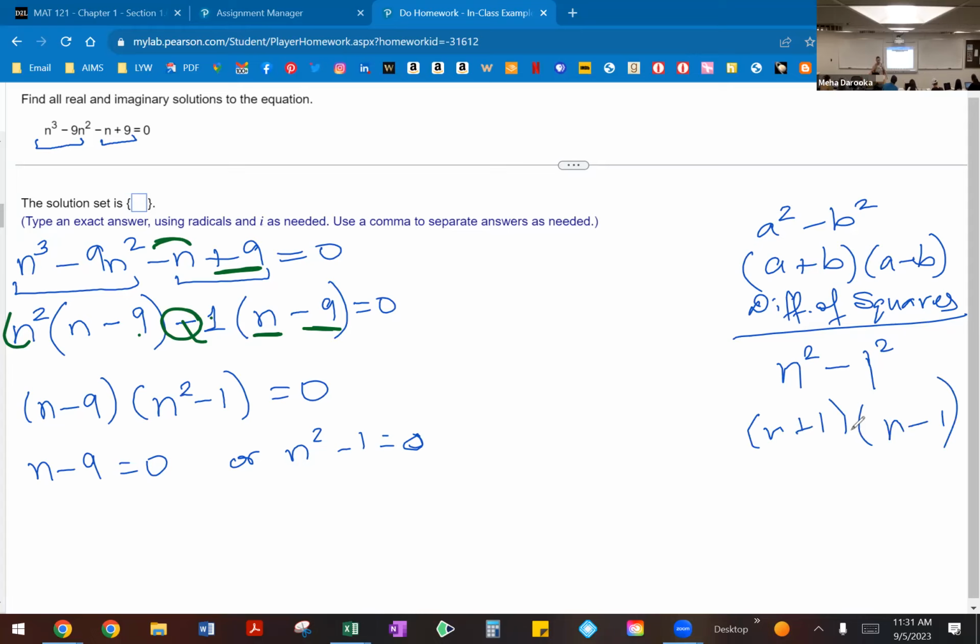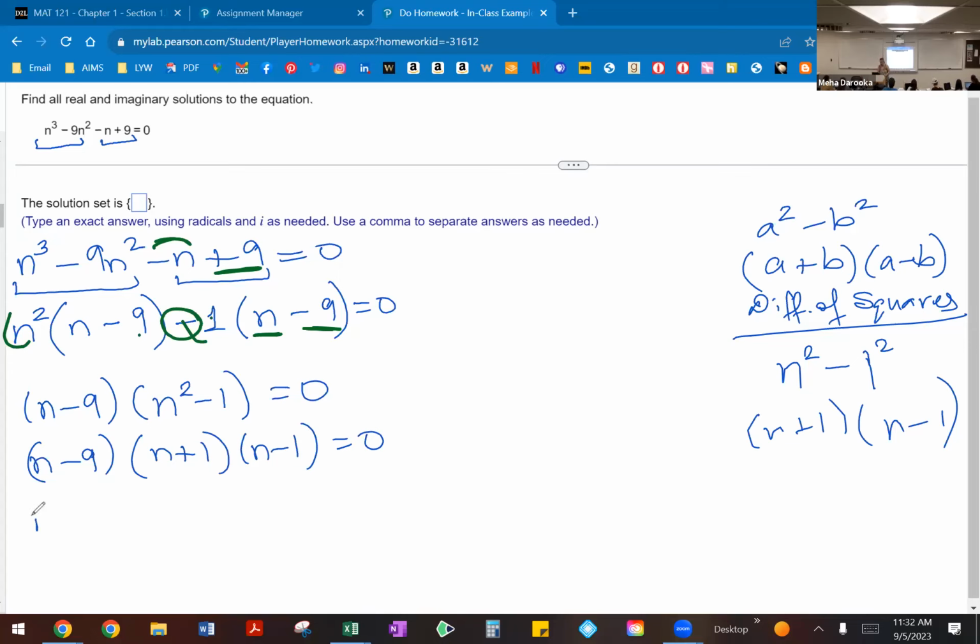So technically, if you wanted to, I'm actually going to erase this side. I can actually write this guy as n minus 9, and then factor my n squared minus 1 again into n plus 1, n minus 1, and then that is equal to zero. So you started out with n to the third power. We ended up with three factors. Okay, so that's kind of the general theory: depending on the highest exponent on your leading term, that's how many factors you will end up with.